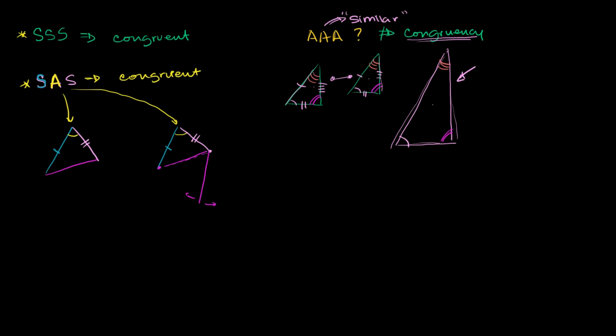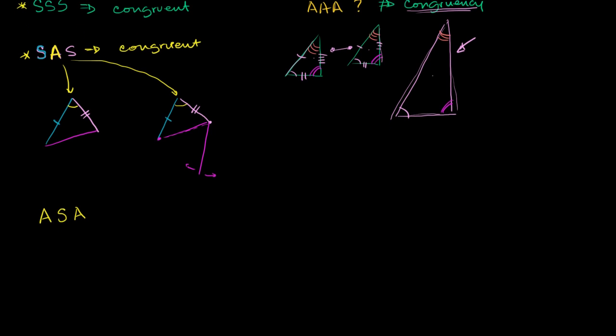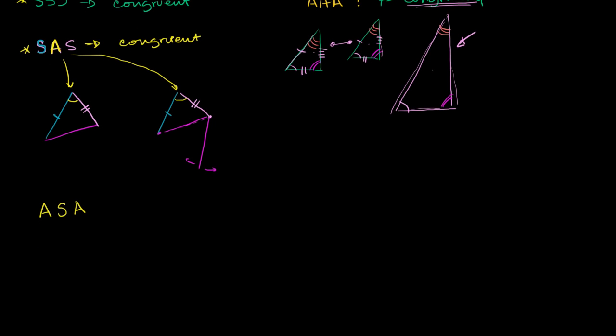Now, I'm just going to try to go through all of the different combinations here. What if I have angle, side, angle? So let me try that. Let me just redraw a new one for each of these cases. So angle, side, angle. I'll draw a triangle here.